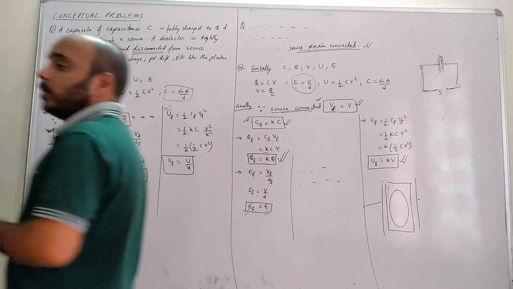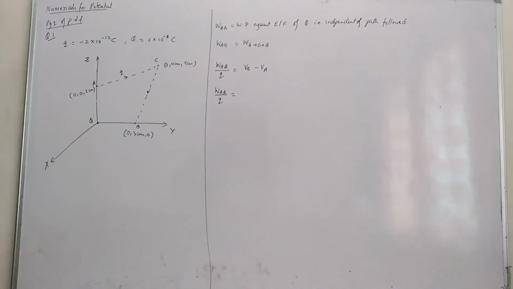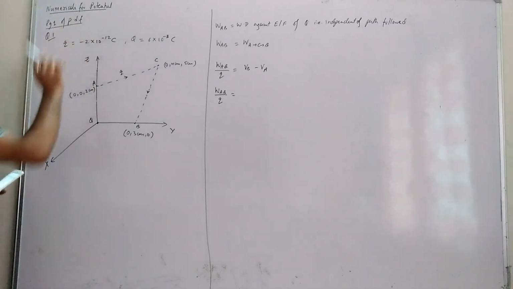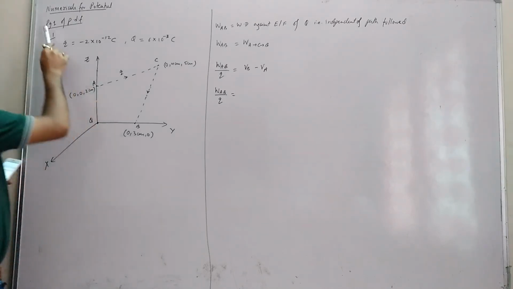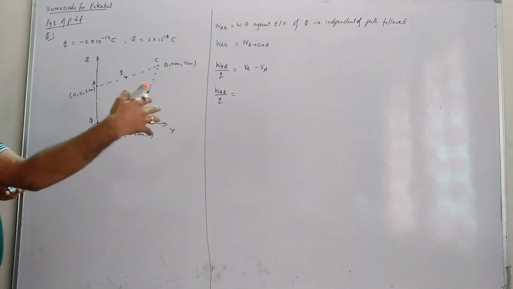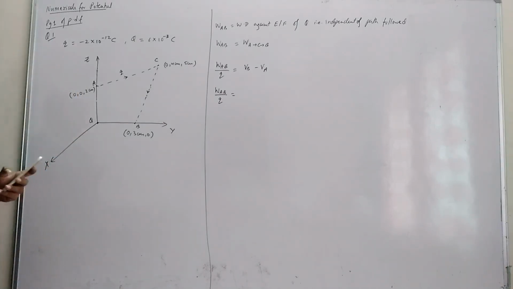Okay, so this is the end of the chapter. Now we will do a few numericals related to this potential and capacitance topic. Okay, now let's do some numericals. You have received a PDF file named numericals for potential. Go to that PDF first. In that PDF, go to page number 1, that means the first page. When you open a PDF, the first page you get. In that you have question number 1.